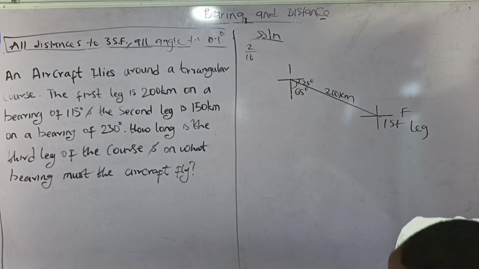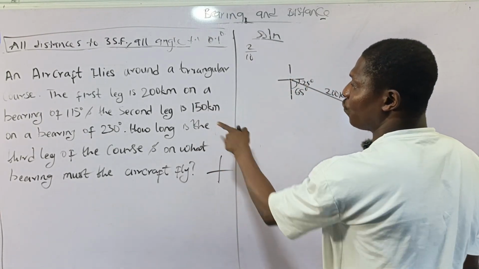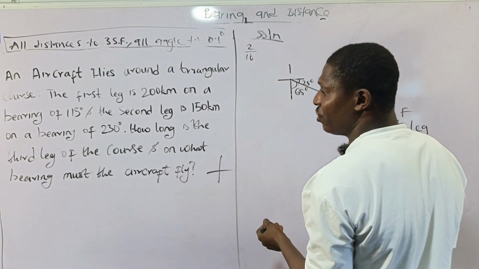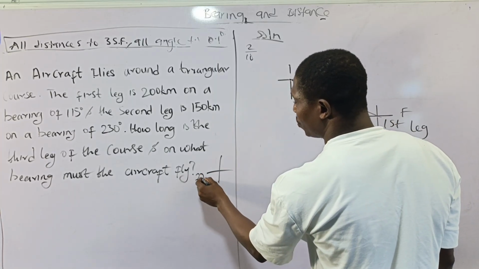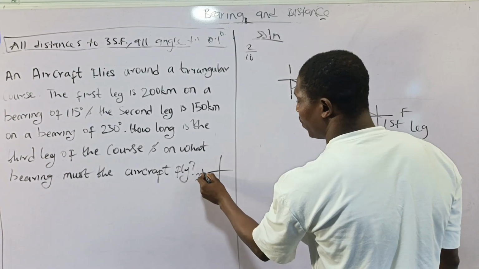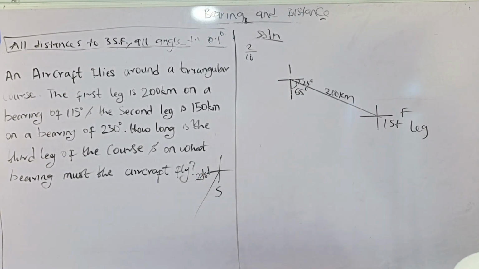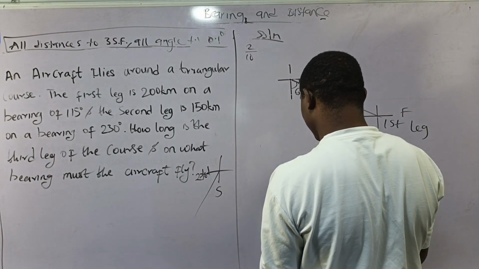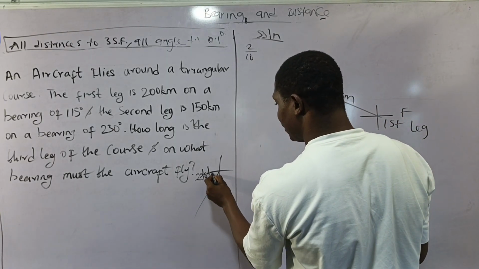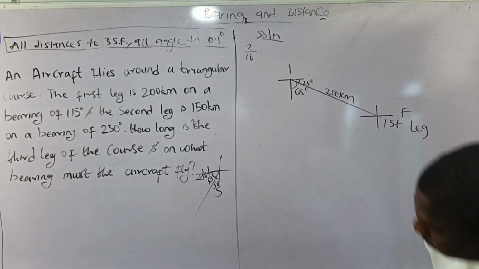My second leg says it moves at a distance of 150 kilometers on a bearing of 230. 230 is greater than 180, then less than 270. So it talks about the southwest this time. So 230 minus 180 will give me this as 50. If I get here as 50, then here becomes what? 40. So let's draw it out.